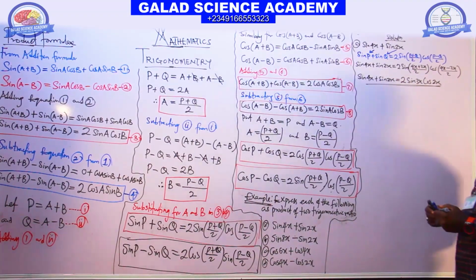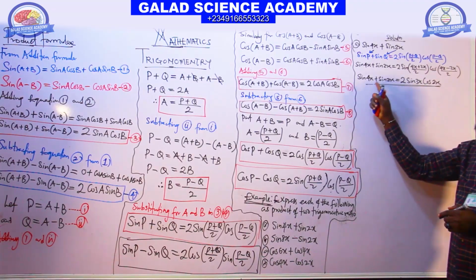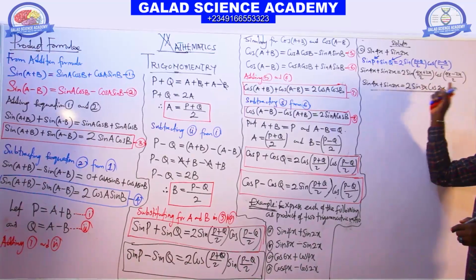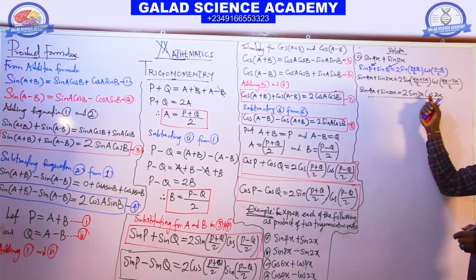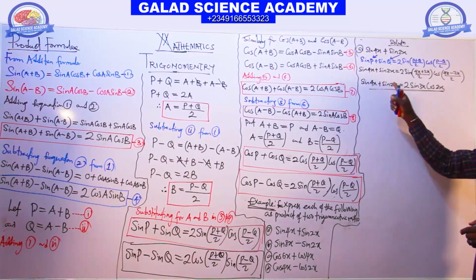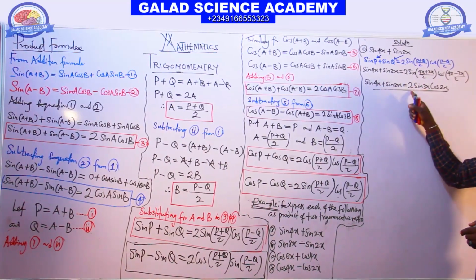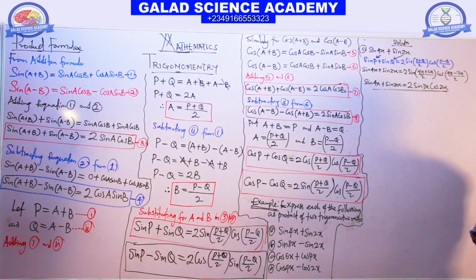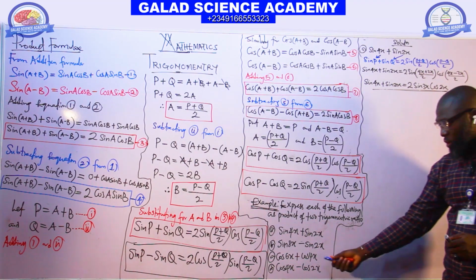So we have expressed this function as the product of trigonometric ratios. Sin 4x plus sin 2x will be 2 sin 3x cos x. Let's solve the second question too.